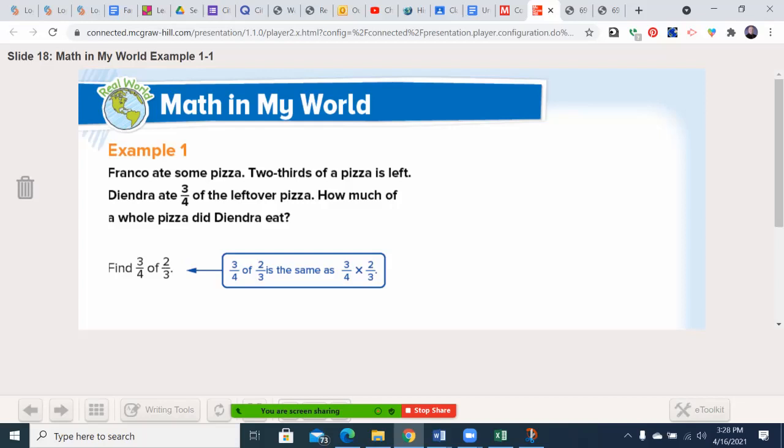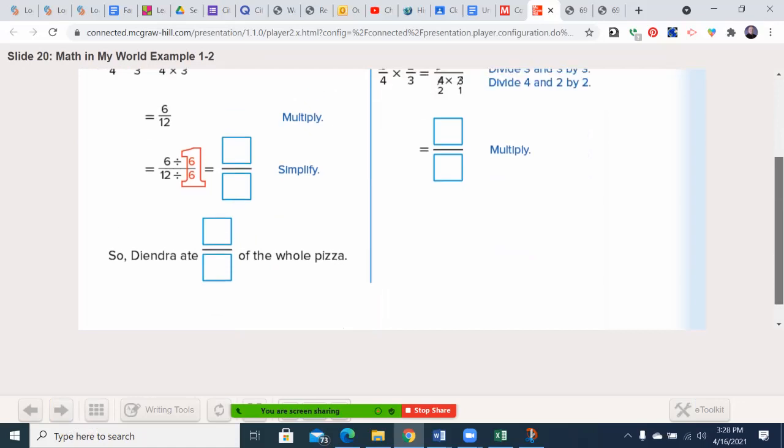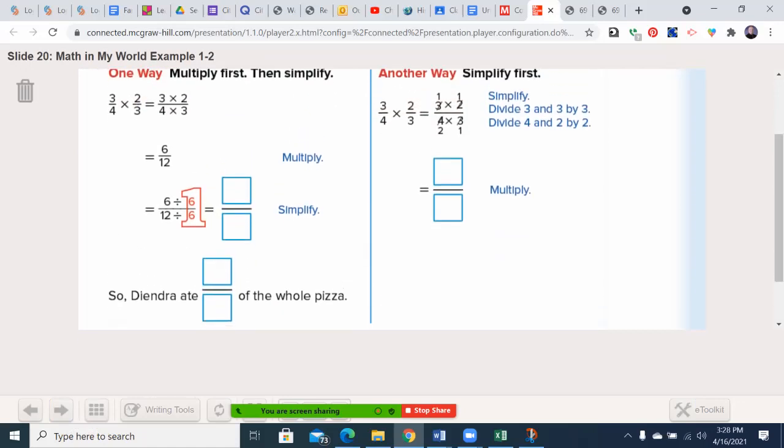So we have 3/4 of 2/3, which means we're multiplying 3/4 times 2/3. "Of" gives you the idea that it is multiplication. And there's nothing to write down there, but that just tells us that she ate 3/4 of what was left, of that 2/3. So one way is we can multiply first and then simplify.